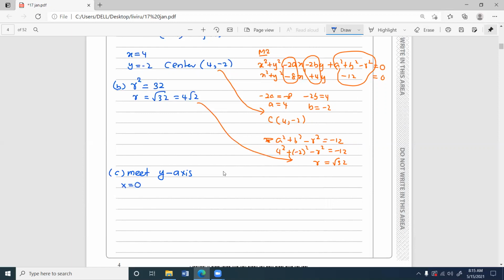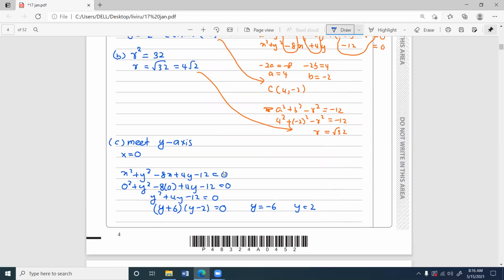That means in this equation, x squared plus y squared minus 8x plus 4y minus 12 equals 0, x becomes 0. 0 squared plus y squared minus 8 into 0, x is 0, plus 4y minus 12 is equal to 0. So this can reduce to y squared plus 4y minus 12 equals 0. So you can factorize it or you can use the formula as well. (y plus 6)(y minus 2) equals 0. With this you can write y equals minus 6 and y equals 2.